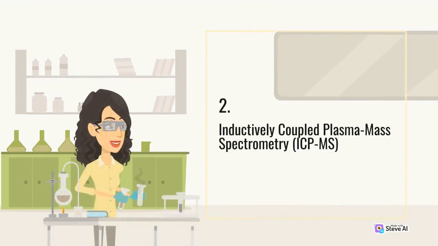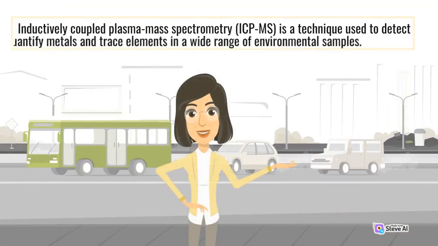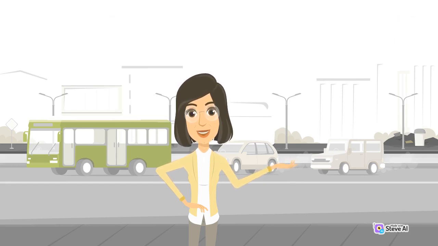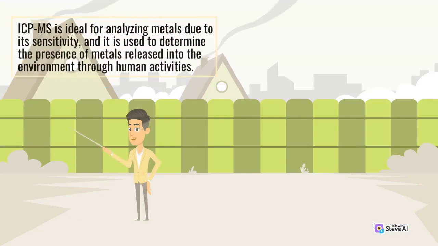2. Inductively coupled plasma mass spectrometry, ICP-MS. Inductively coupled plasma mass spectrometry, ICP-MS, is a technique used to detect and quantify metals and trace elements in a wide range of environmental samples. ICP-MS is ideal for analyzing metals due to its sensitivity, and it is used to determine the presence of metals released into the environment through human activities.